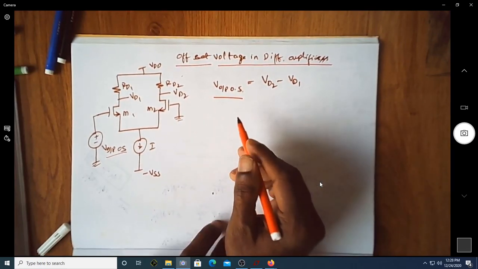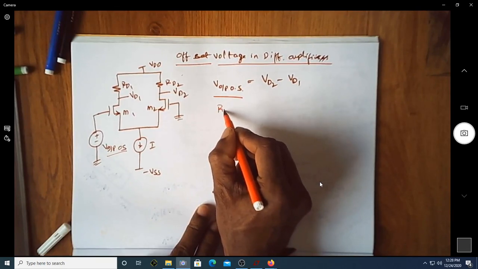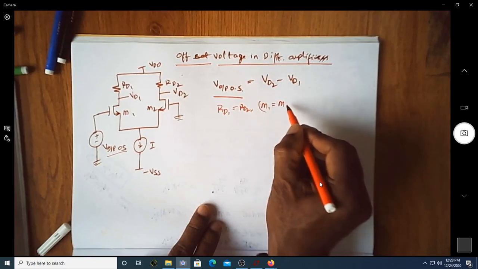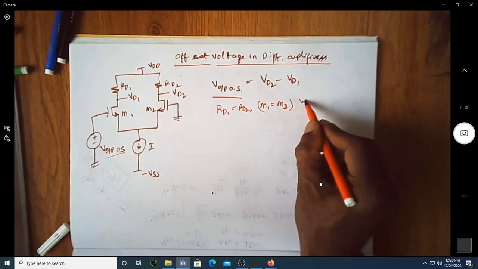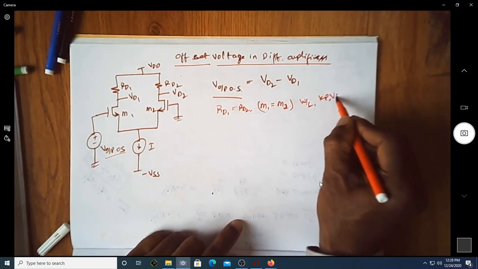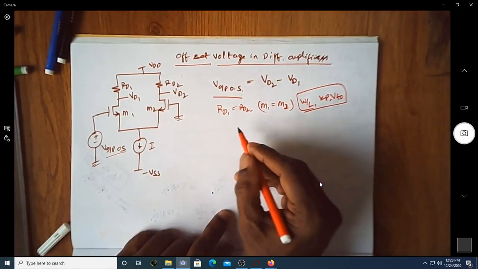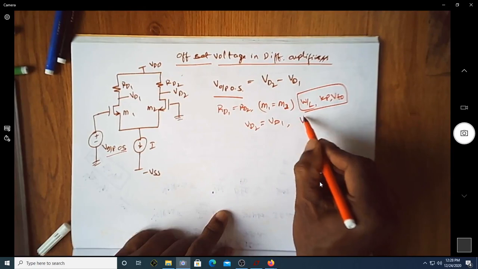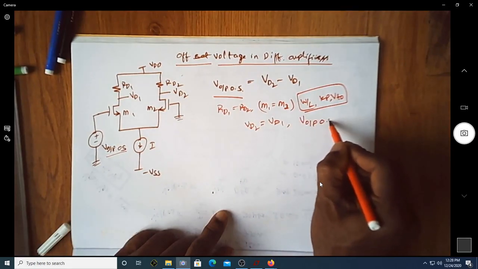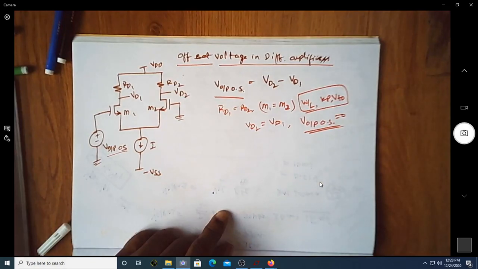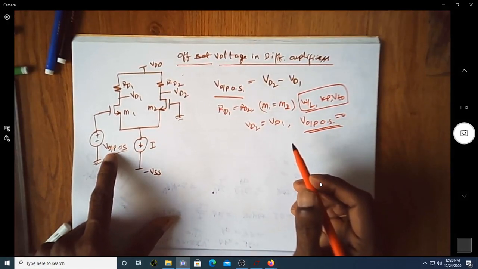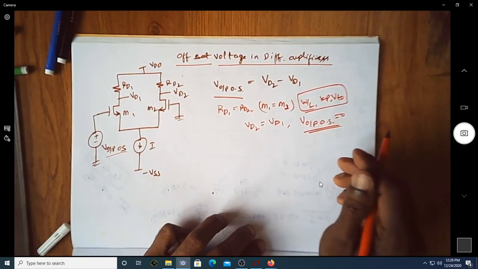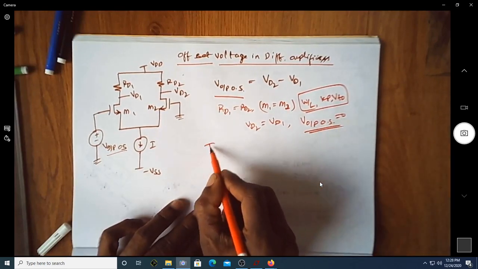Whatever the difference in VD2 minus VD1 I'll get, that is referred to as the output offset voltage. So ideally speaking, if RD1 is equal to RD2, and if the parameters of MOSFET 1 are equal to MOSFET 2 in terms of W by L, in terms of Kp, in terms of VTO, if all these are perfectly matched, then we'll end up with VD2 equal to VD1, which means that the output offset voltage happens to be 0, meaning there is no point in applying any input voltage to overcome the output offset voltage, because output offset voltage itself is 0. So this is under ideal conditions.